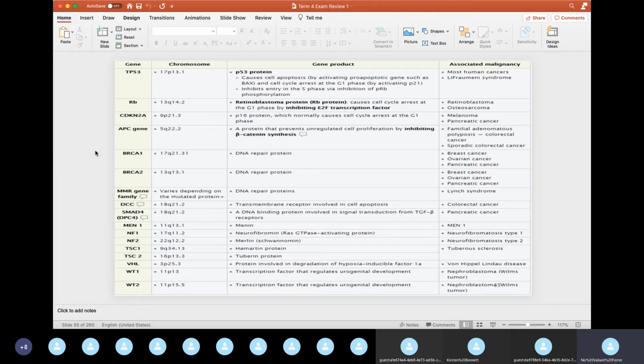I'm just going to highlight the important ones. P53, right, the guardian of the cell. RB, retinoblastoma. BRCA1, BRCA2 for breast cancer. NF1, NF2 for neurofibromatosis. TSC1 and TSC2 for your tuberous sclerosis. VHL for von Hippel-Lindau, and your WT for your Wilms tumor.